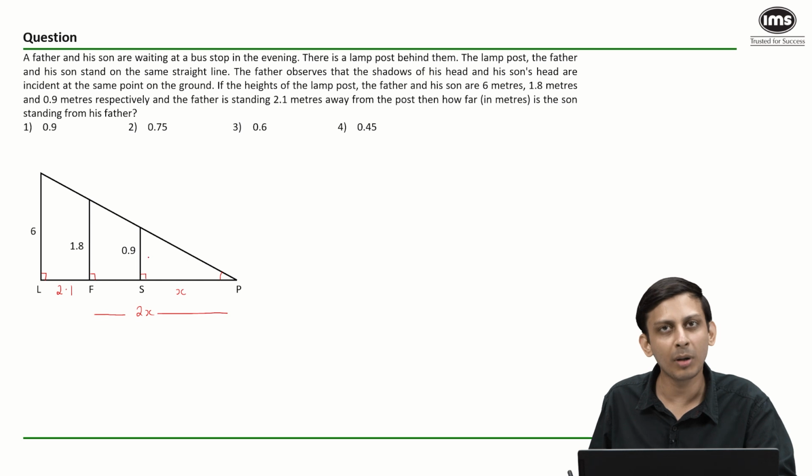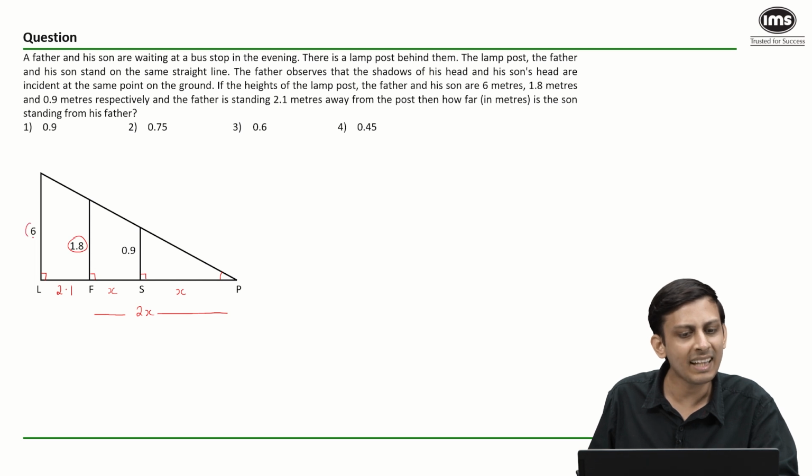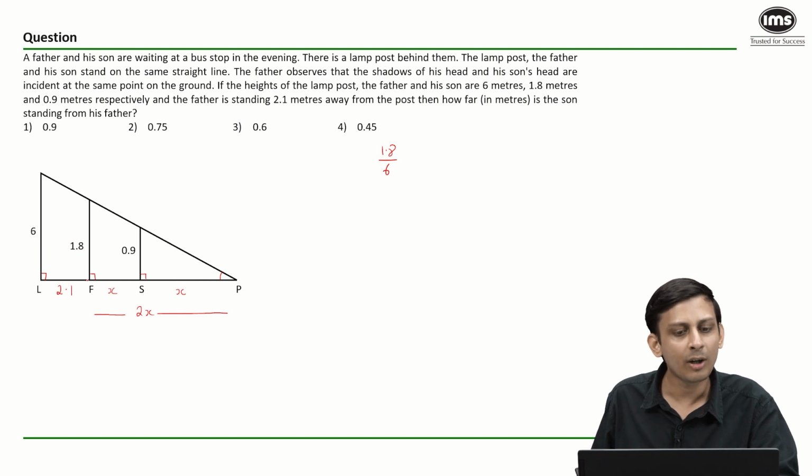1.8 is double of 0.9, so 2x will be double of x, which means Fs will be 2x minus x, which will be x. And now we just have to use one more similarity. So for example, if we use, let's say, the middle right angle triangle with the largest one. So the ratio of corresponding sides is 1.8 and 6. 1.8 divided by 6. And also their corresponding side.